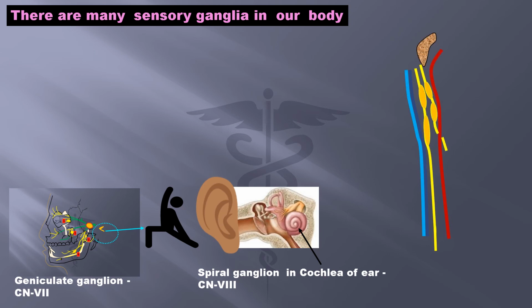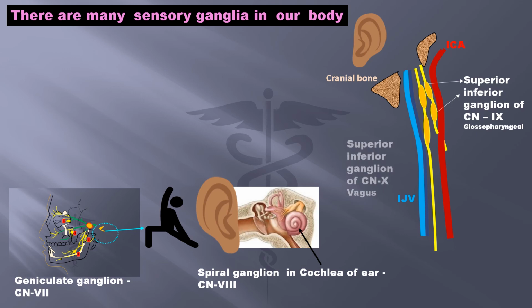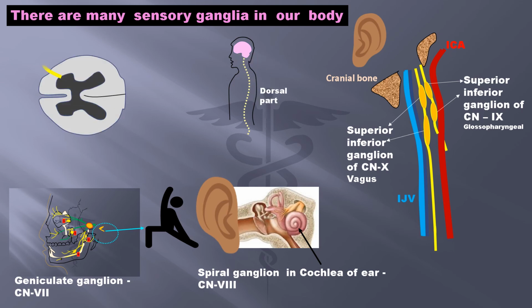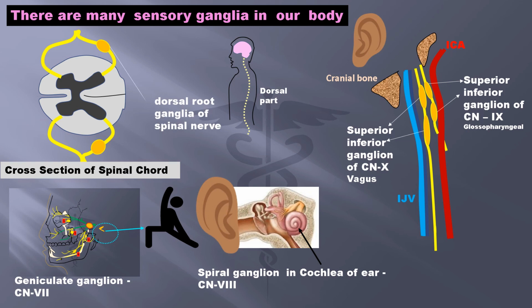This is the neck area, cranial bones, internal jugular vein, internal carotid artery. Between these two lie the superior and inferior ganglia of the 9th cranial nerve, that is the glossopharyngeal nerve, and superior and inferior ganglia of the 10th cranial nerve, that is the vagus nerve. There are 31 pairs of spinal nerves in our body, and these are both on the right side and left side. In the dorsal part of the spinal cord, we have the dorsal root ganglia of the spinal nerve.